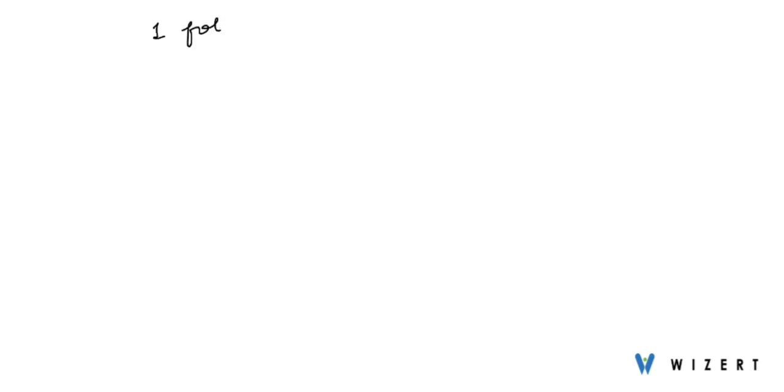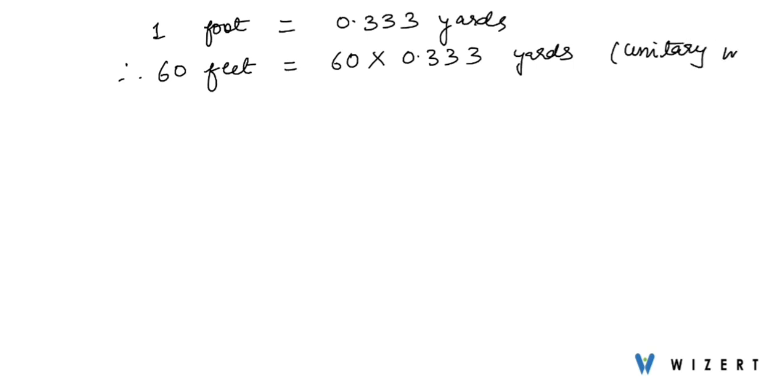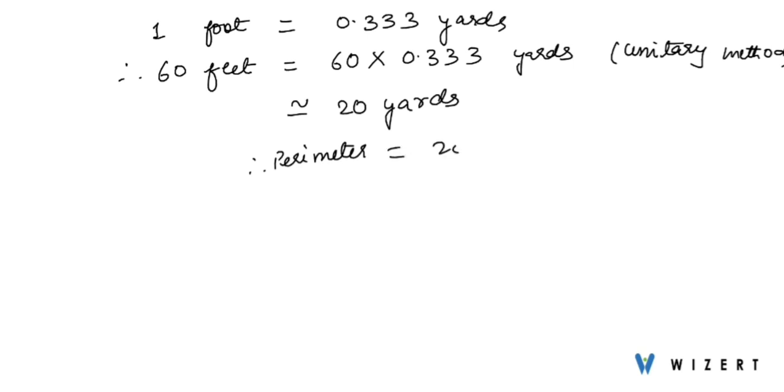We know that 1 foot is equal to approximately 0.333 yards. Therefore, by the unitary method, we can find out that 60 feet will be equal to 60 multiplied by 0.333 yards. We have calculated this using the unitary method. So let us simplify this. 60 multiplied by 0.333 is approximately 20 yards. Hence, we can say that our perimeter in yards will be 20 yards.